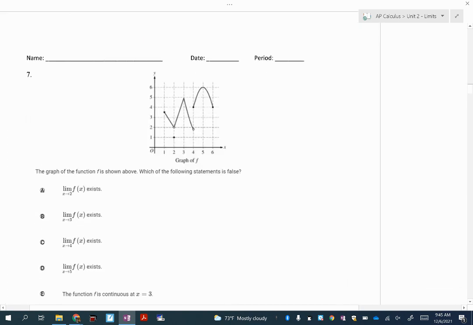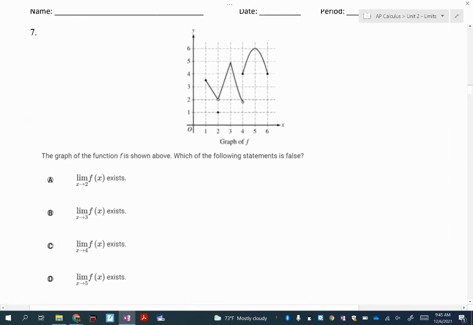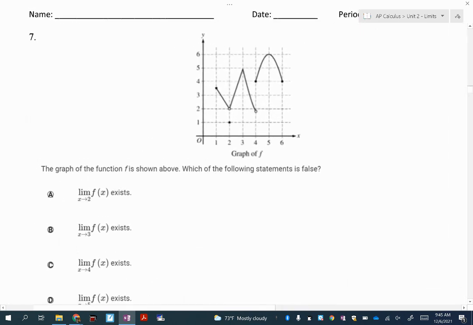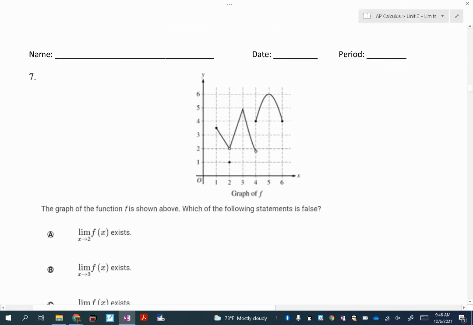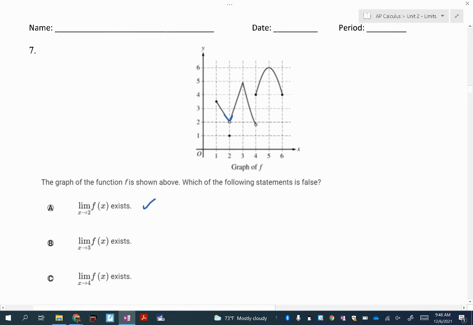Number 7. It says, which of the following statements is false? Okay, well, let's see. The limit as x approaches 2 exists. As I approach 2 from the left and from the right, we approach a y value of 2. So that does exist. So that's not false. The limit as x approaches 3 exists. As I approach it from the left and the right, yep, we're approaching that y value of 5. So that also exists.